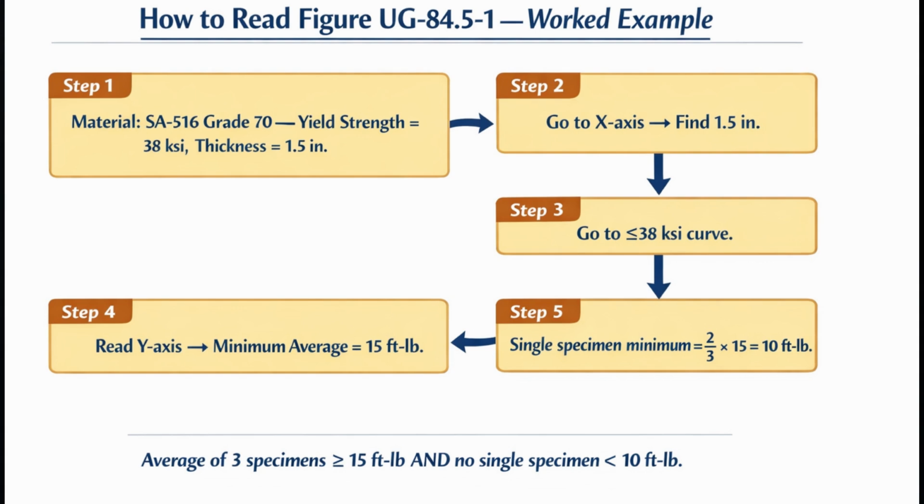And this is where the 2/3 rule comes in. The average of the 3 specimens must be 15 foot-pounds. But no single specimen can fall below 2/3 of that average, which is 10 foot-pounds. Both conditions must be met. For high-strength materials with tensile strength 95,000 psi or greater, that's the UHT materials, the criterion switches to lateral expansion measured in mils. That's covered by UHT-6. For stainless steel UHA materials, the requirements come from UG-84.1.